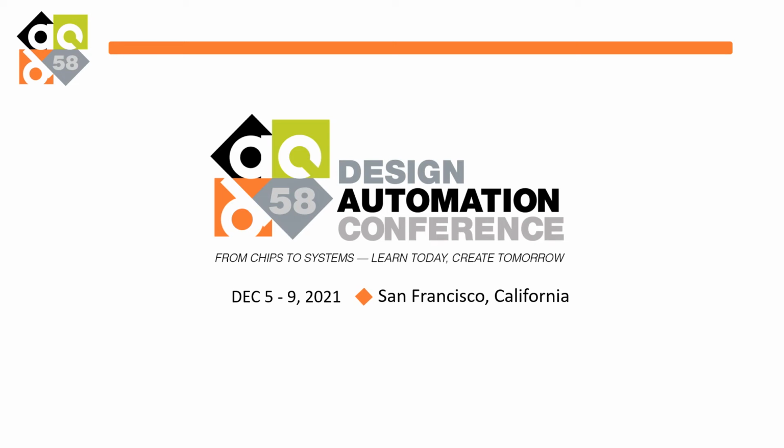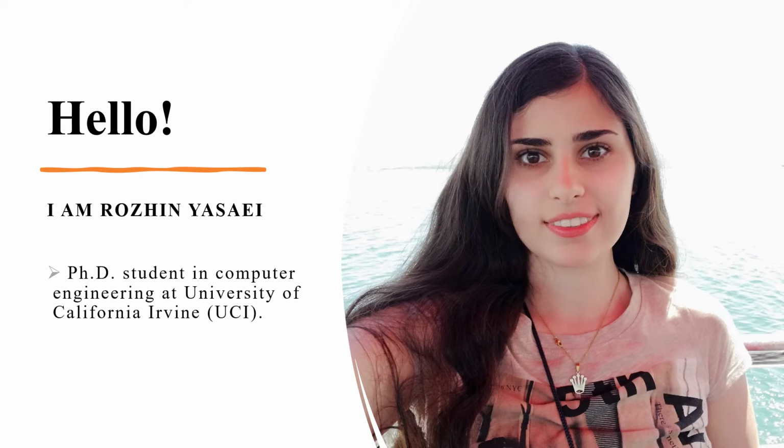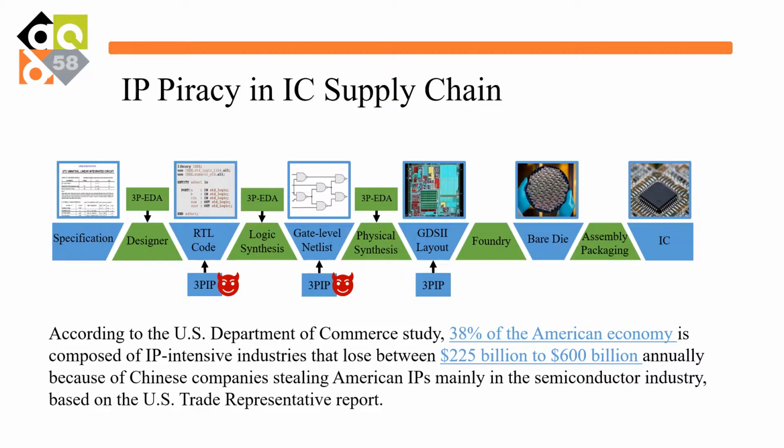Hello everyone, I'm here today to present my paper in Design Automation Conference 2021. My paper is called GNN4IP, Graph Neural Network for Hardware Intellectual Property Piracy Detection. I'm Rozhin Yasaei, a PhD student studying computer engineering at the University of California, Irvine. I work on data-driven modeling and machine learning for different hardware and embedded system applications.